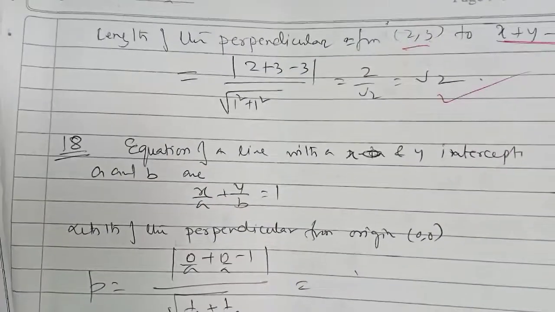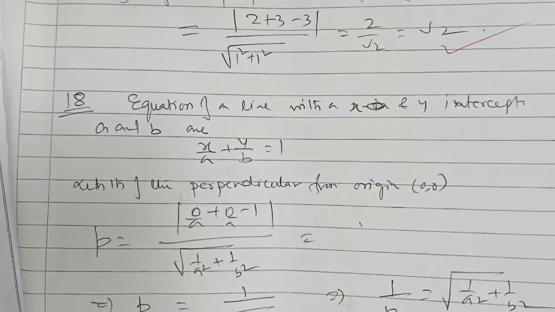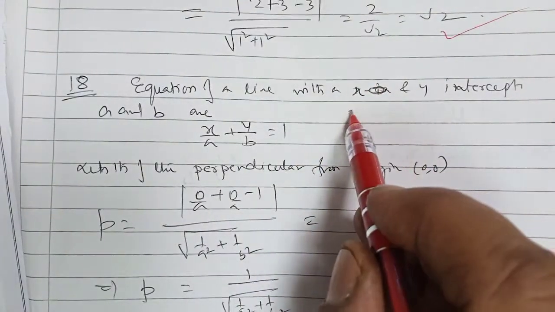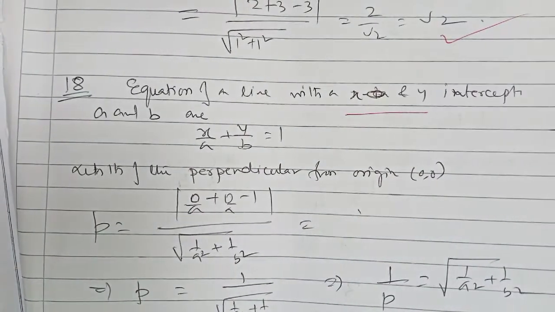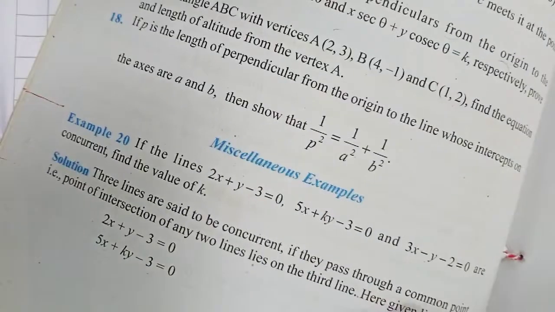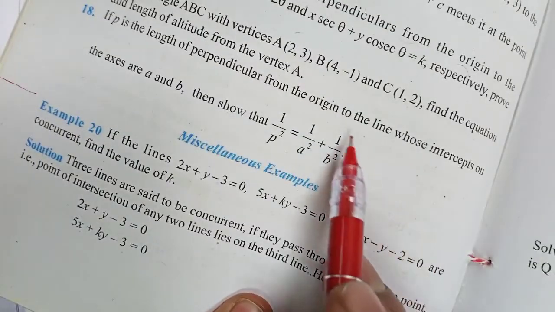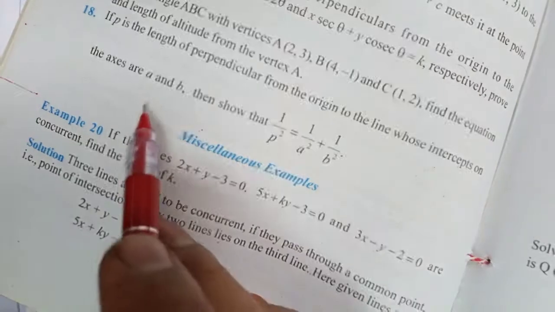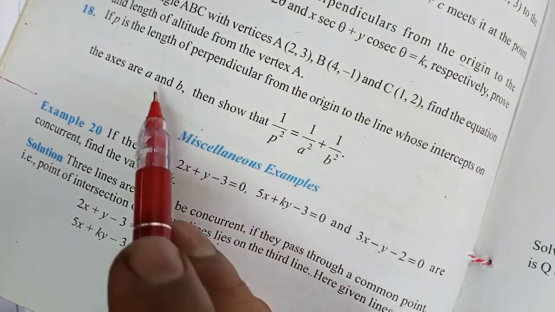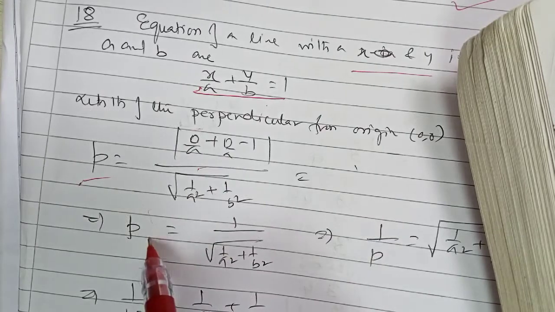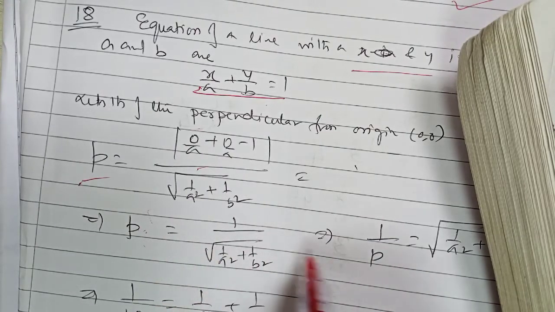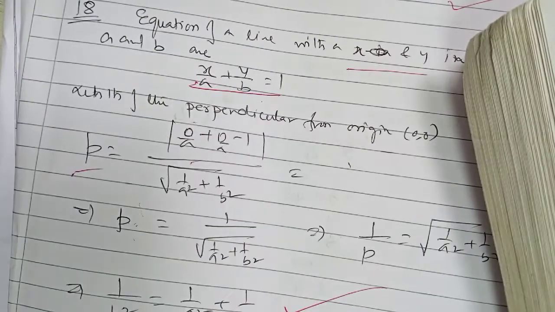Okay. Now another question from the miscellaneous exercise. The equation of a line with x and y intercepts A and B. We have to prove that. The last question: p is the length of the perpendicular from the origin to the line whose intercepts are a and b, so that this holds. The equation of a line with intercepts a and b can be written like this. Now the distance from the origin to this line is given as p. So the distance is coming this, then by calculation p is coming this, 1 by p is coming this, and by squaring, this is coming. Okay.